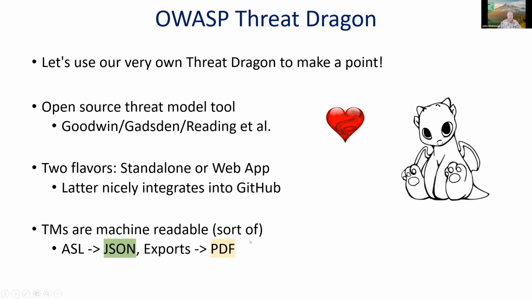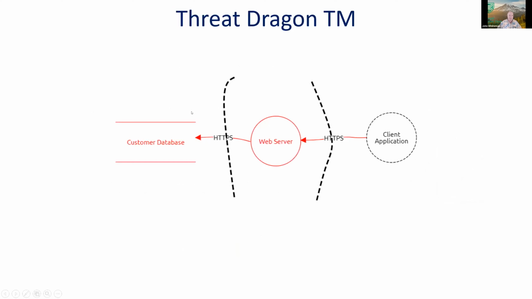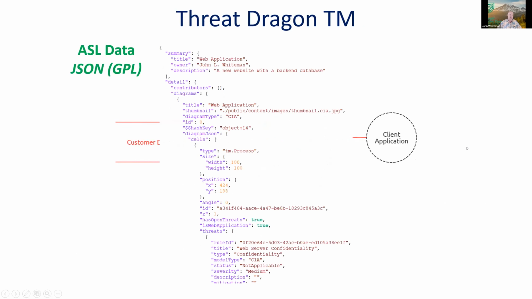Really nice. Now, as we saw in that table before, there's really two flavors. The ASL is exporting as JSON, and then the actual exports themselves are PDF. In this case, we're going to reverse it. Normally, we want to look at what the exports are. But Threat Dragon's ASL, the JSON representation, is actually pretty nice and easy to parse. So this is the same threat model that I was showing. And if we saved it off in Threat Dragon, this is the actual ASL data that we get. And just at a glance, it's pretty easy to figure out where stuff is.